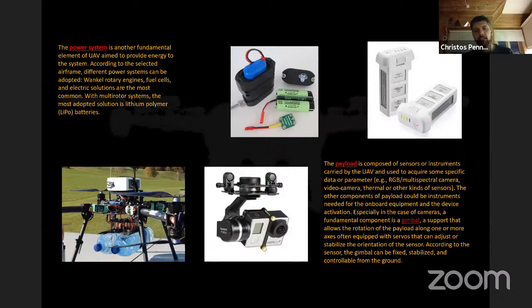A very important part of the payload is the gimbal, which is actually a mechanical arm that is used to stabilize the camera, so that our photos are clear and don't have the blur effect that we sometimes get when we are taking pictures with our phones. Here in this image, you can see a gimbal.